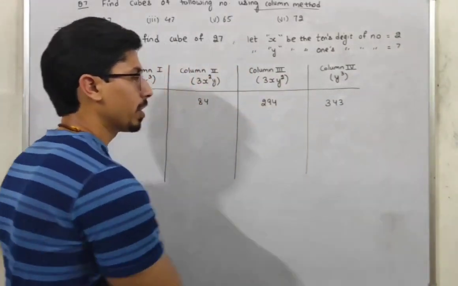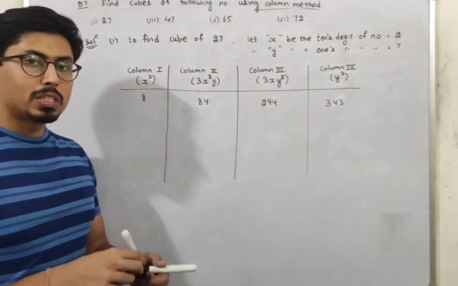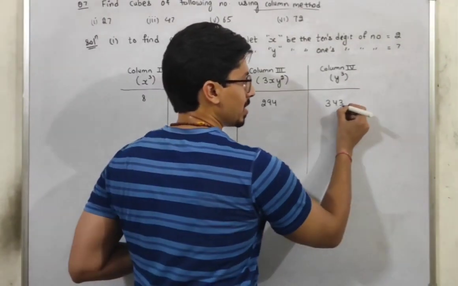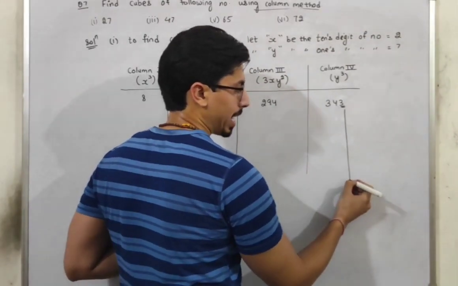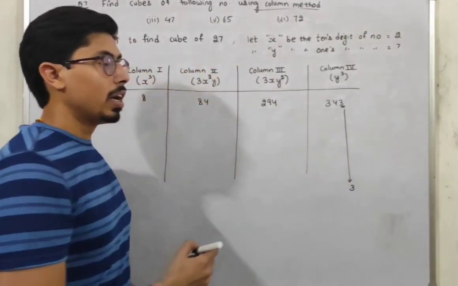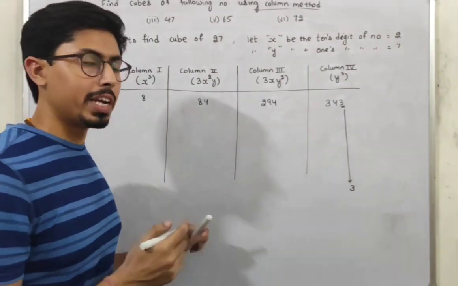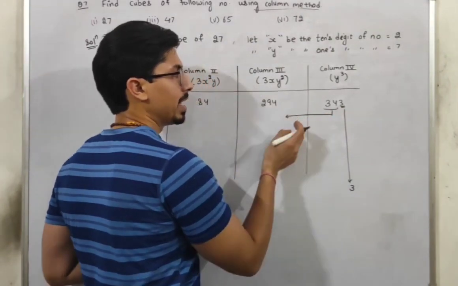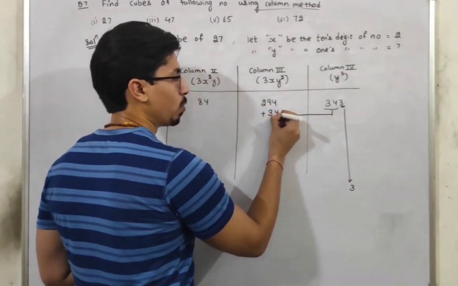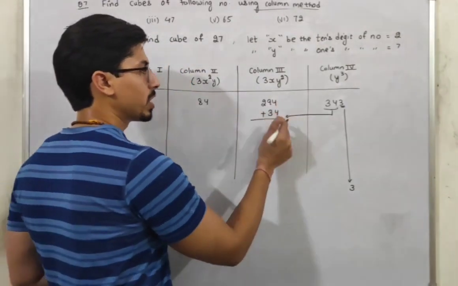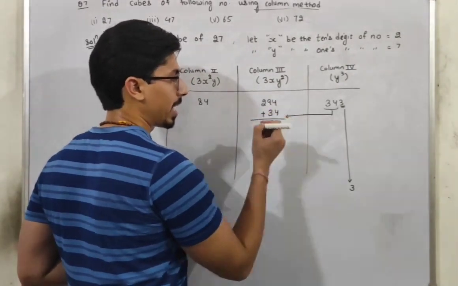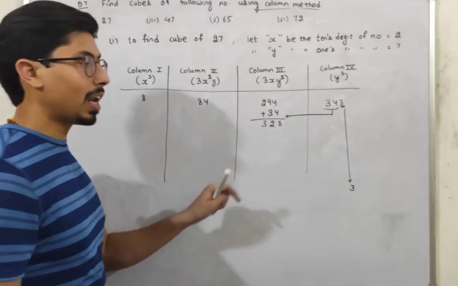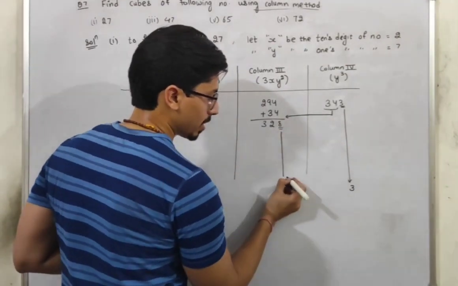Now what I have to do is take the last digit of 343. The last digit is 3, so write it here. The remaining digits are 3 and 4, that is 34. Take 34 and add it to 294. So 4 and 4 is 8, 9 and 3 is 12, and 3, so it will be 328. Now take the last digit, which is 8, and write 8 here.